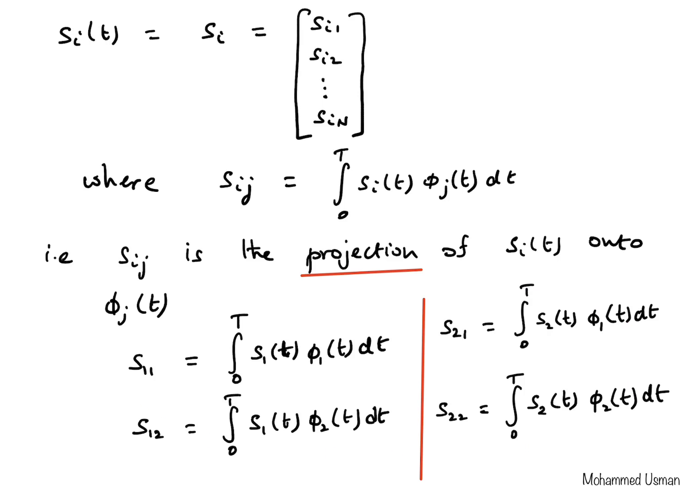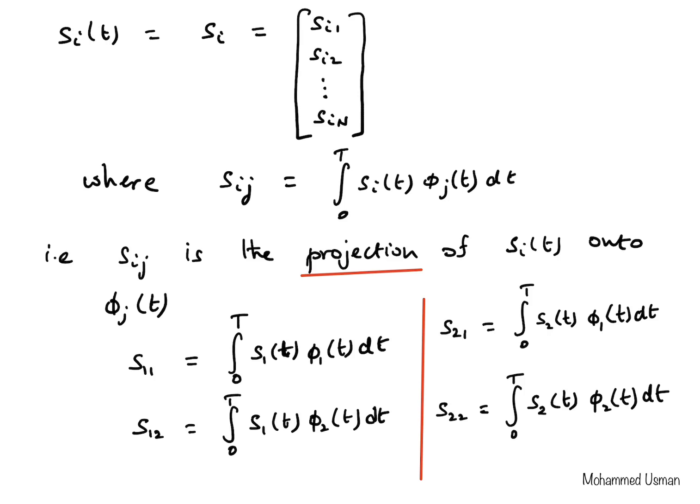So basically with this now we can represent each of these signals. Signal S1 of t can be represented as a vector consisting of these elements S11 and S12. Similarly, S2 of t can be represented as a vector consisting of elements S21 and S22. I'm just restricting myself here to a two-dimensional space, consisting of only two basis functions, which are phi 1 of t and phi 2 of t, so that I can depict it on my screen.